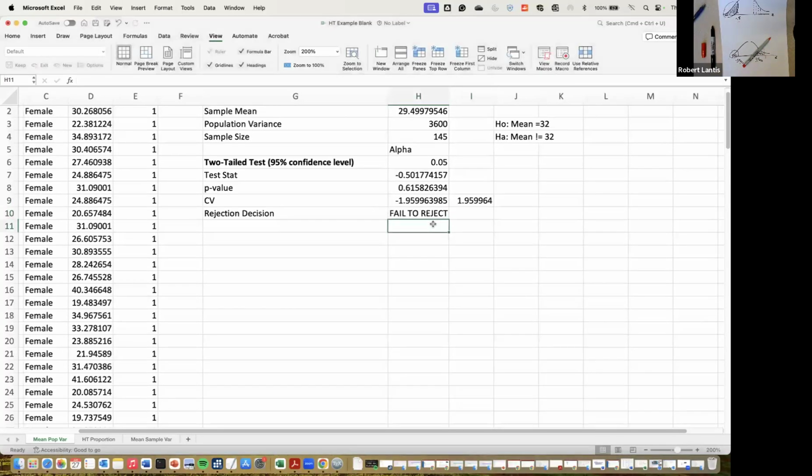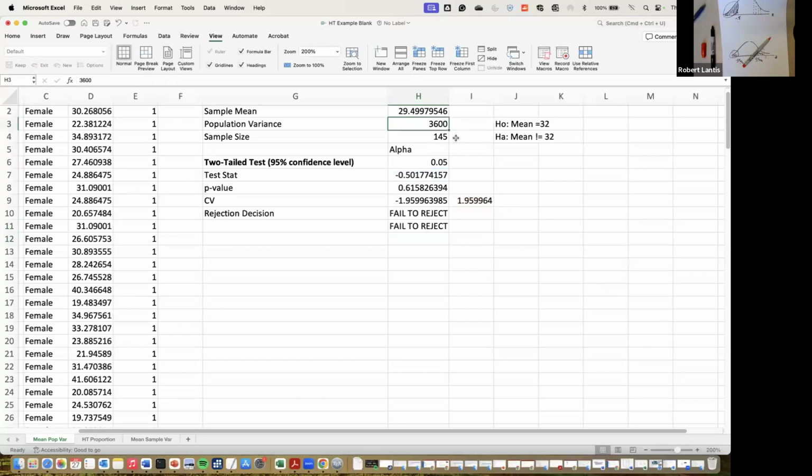So here, for the rejection decision, I say, okay, look, if the absolute value of my test statistic is greater than the absolute value of, and here we don't have to use absolute value since I already have a positive one, but if it's greater than this critical value, put the word reject. It's in my rejection region. If it's not, put the words fail to reject. And now, hopefully, these will always line up if I've done it correctly.